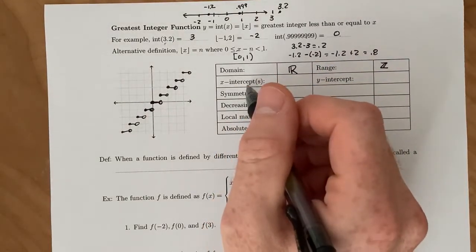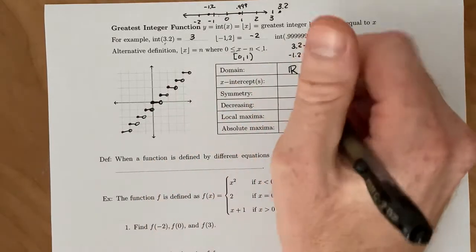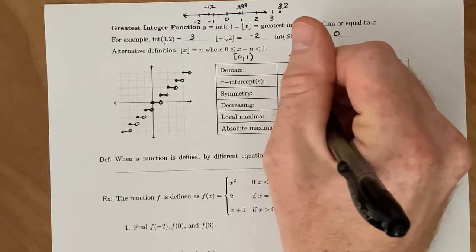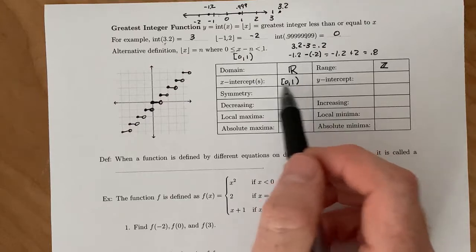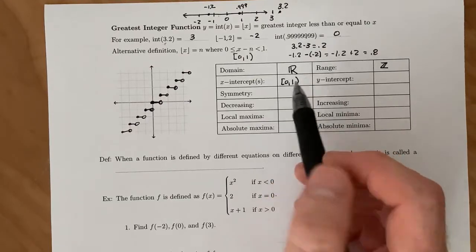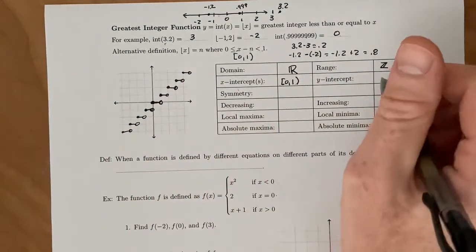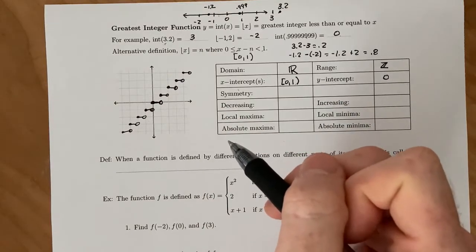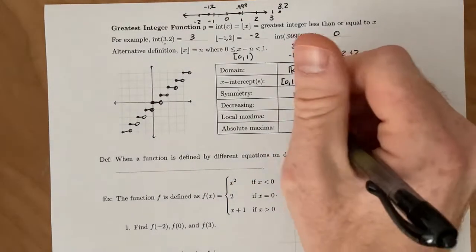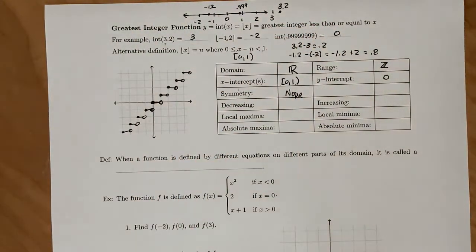Our x-intercept, well, everything that's between 0 and 1 lands on the x-axis. So we have a whole bunch of numbers between 0 and 1 that are x-intercepts. Our y-intercept is smack dab right at 0. Our symmetry, this is going to sound kind of weird, but there is none. Even though you can kind of imagine spinning it, if you spin it, it still doesn't land correctly.